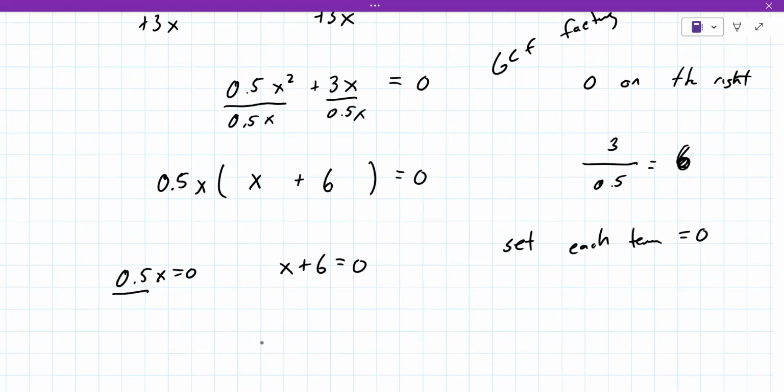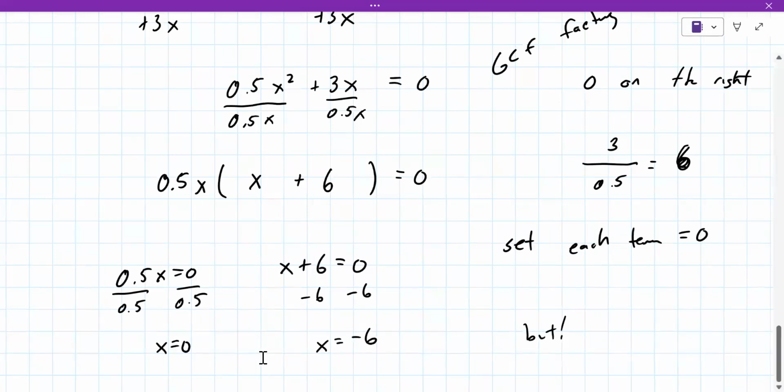And then you divide by 0.5 on the left, 0.5 on the right, so x equals 0. No big deal there. Subtract 6, x equals -6. All right, so there you have it. It's 0 and -6, but big but here. Okay, this is only one part of it.